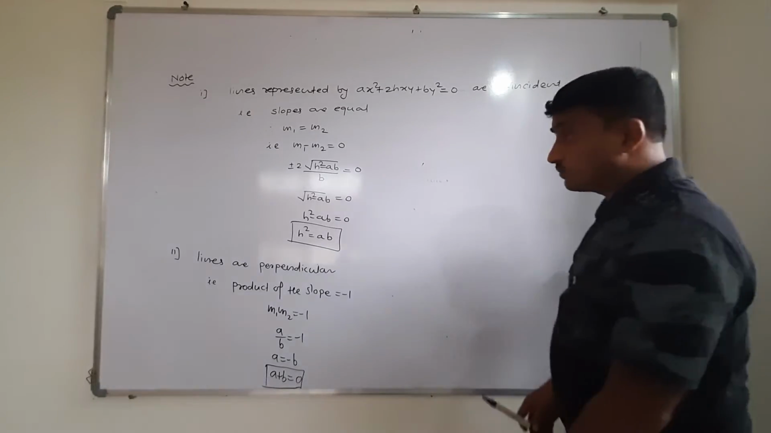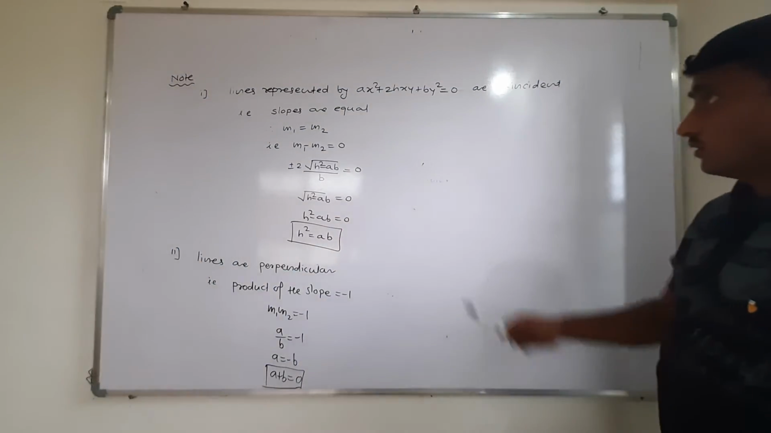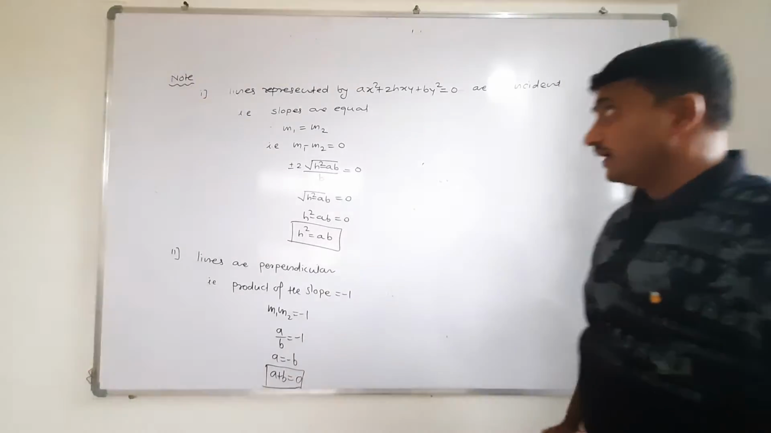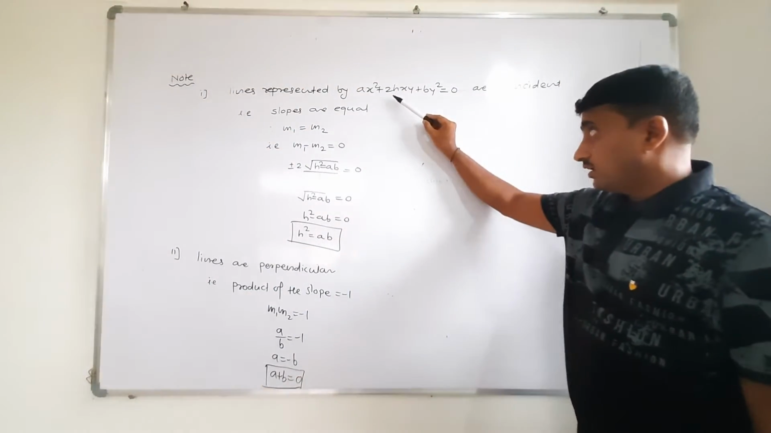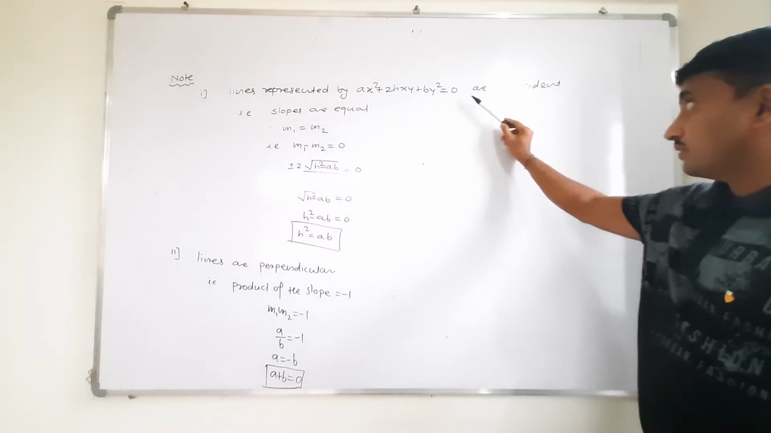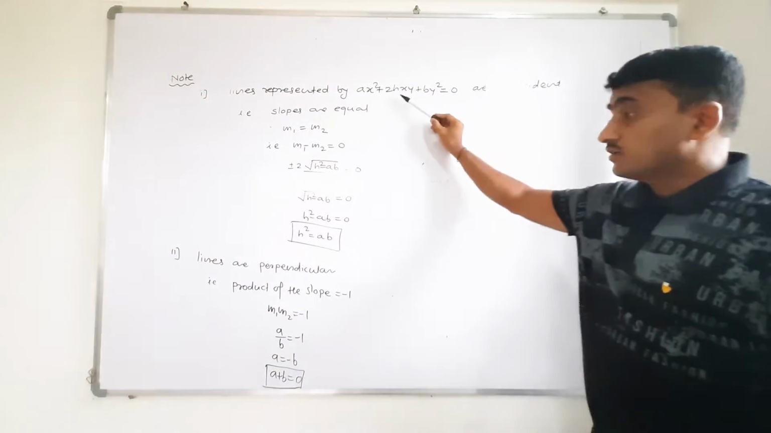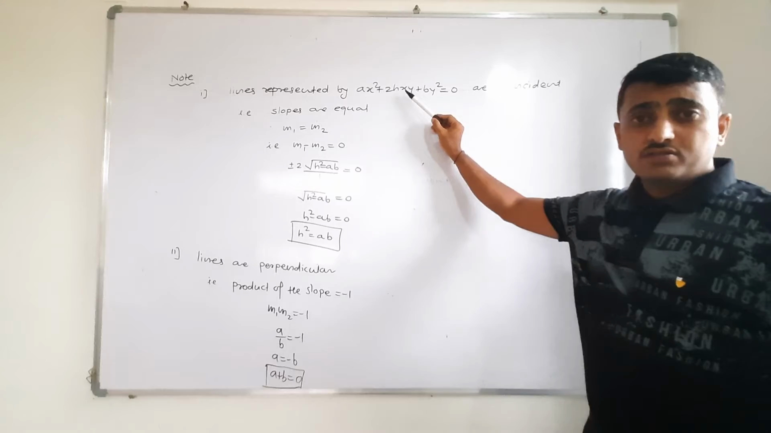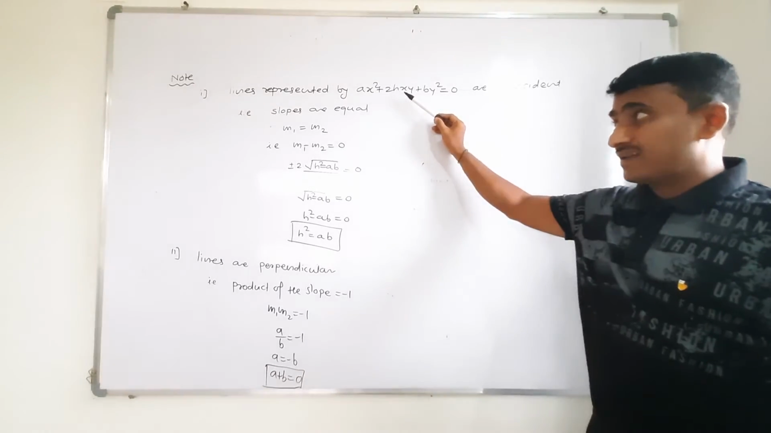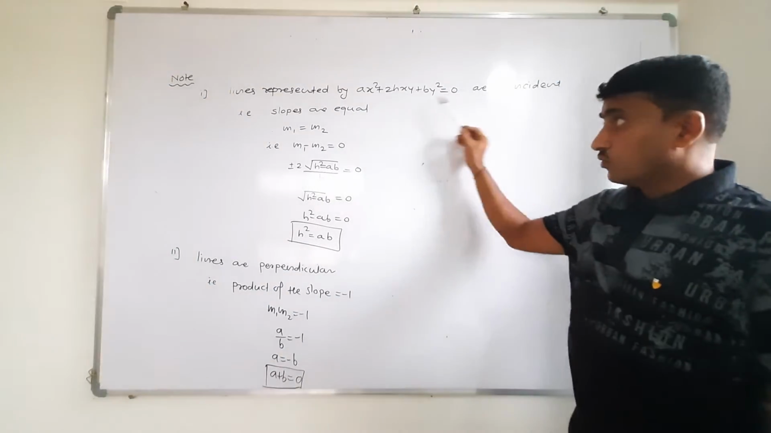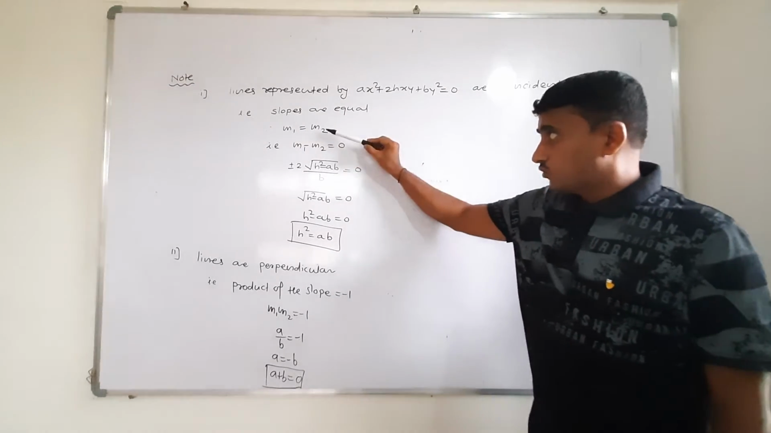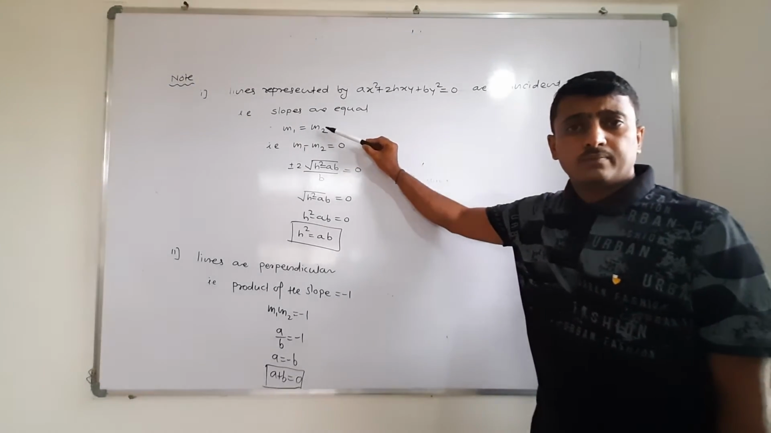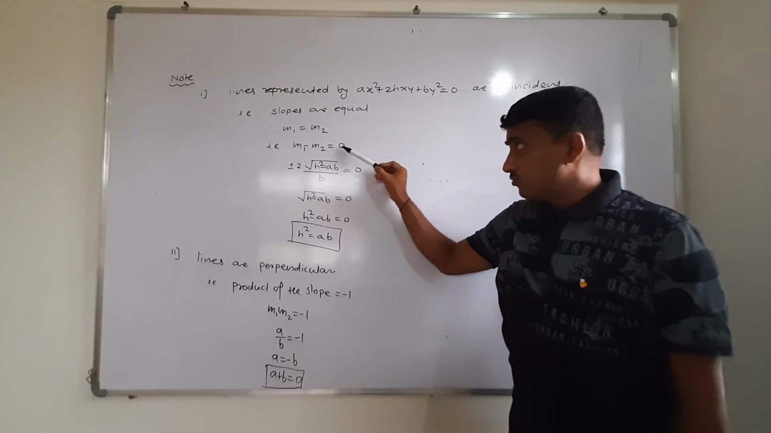Now two more notes below this. Now the first one: lines represented by this, again a homogeneous second degree equation, ax square plus 2h xy plus by square is equal to 0, are coincident. याच्यामध्ये असणाऱ्या दोन लाइन्स एकमेकांना कोइन्सिडेंट असतील तर, that is special case parallel, then lines are coincident, slopes are equal. Therefore slope of first line is equal to slope of second line. m1 is equal to m2, that is m1 minus m2 is equal to 0.